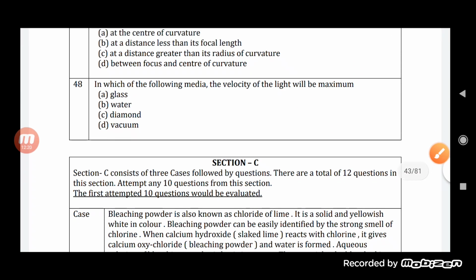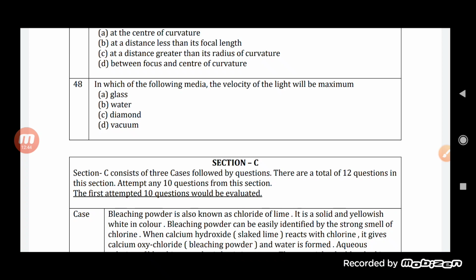Now let us see question number 48. In which of the following media will the velocity of light be maximum? The velocity of light will be more in the vacuum.